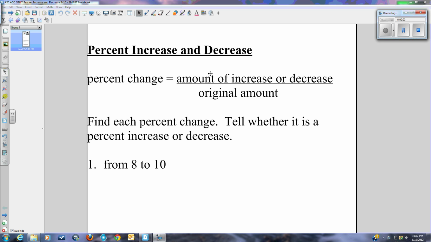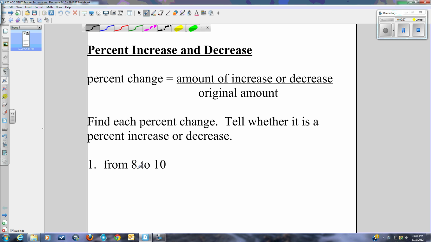Today's topic is percent increase and decrease. If you want to find the percent of change in something, what you're going to do is take the amount of the increase or decrease and divide it by the original amount. So in these problems, we're going to find each percent of change. Tell whether it is a percent increase or decrease.